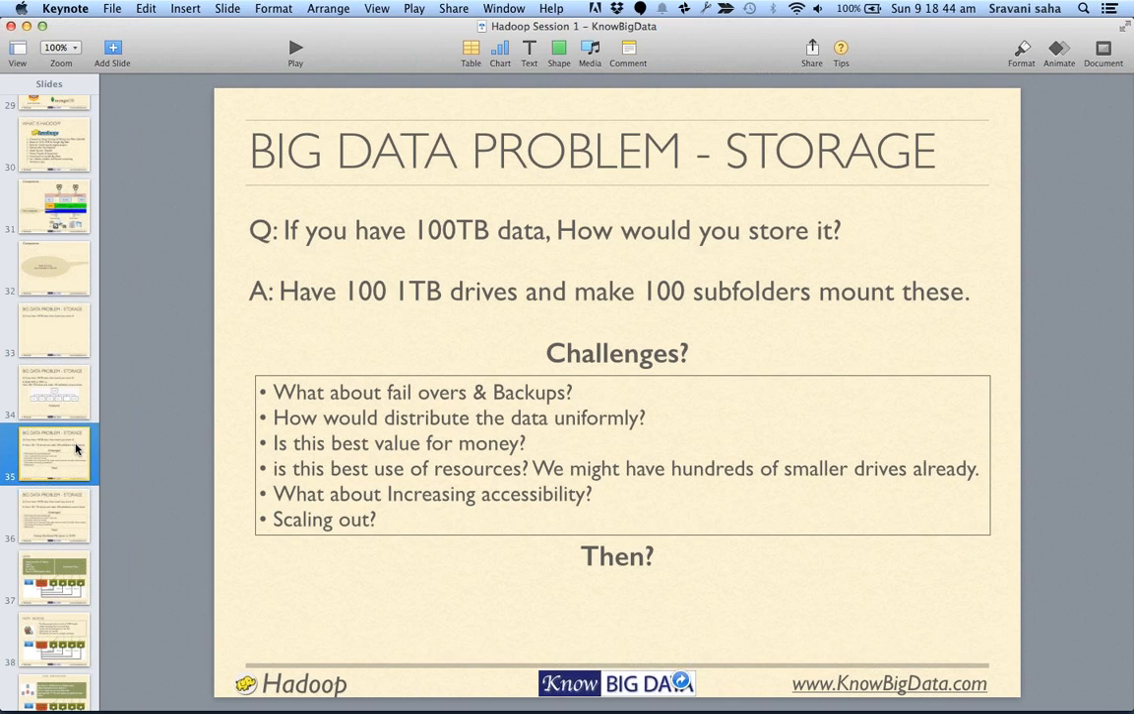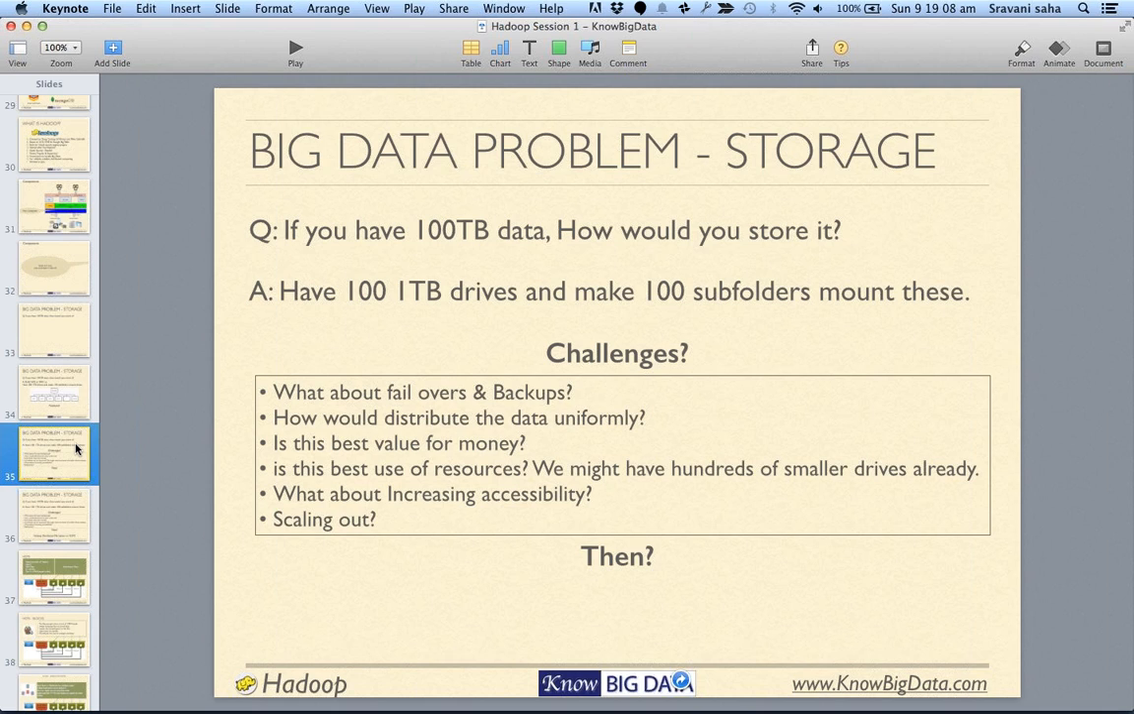Is this value for money? Are we utilizing the resources properly? We bought these costly 1 terabyte hard disks. Maybe we already have 500 GB hard disks in our organization, and if we go to something like 200 GB hard disks, we will have more and more complexity.